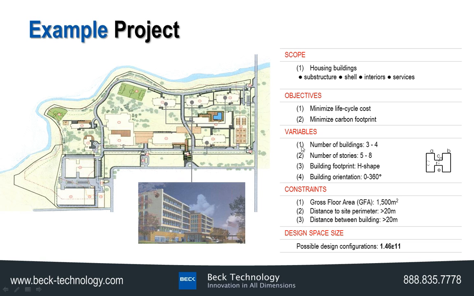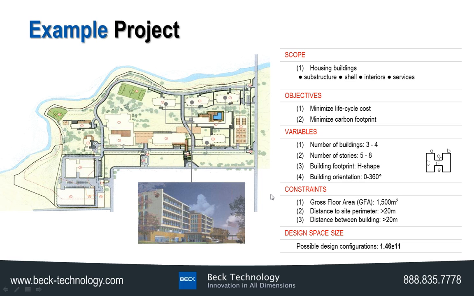And then the variables we were allowed to use were we could have anywhere between 3 and 4 buildings. We could have those buildings anywhere between 5 and 8 stories tall. And we were able to use the building footprint as any permutation of an H-shaped building. So in this particular case, it could be a rectangle, a square, C, an H for whatever shape you might want to define from this H-shaped building. We were also able to rotate the building a full 360 degrees.